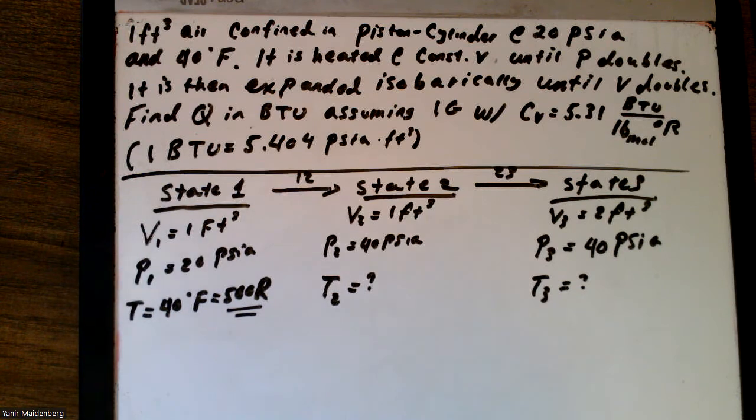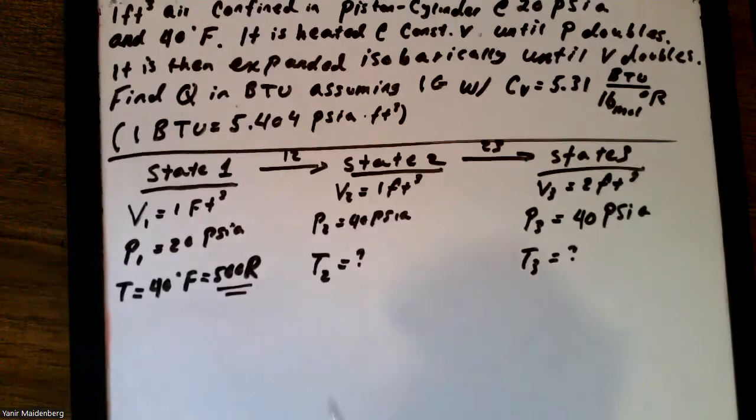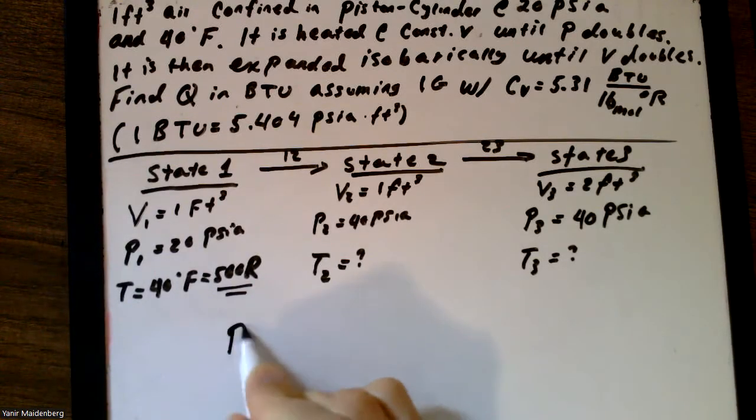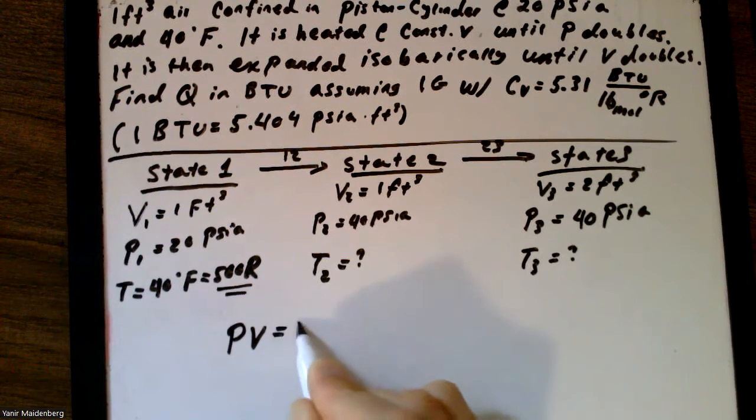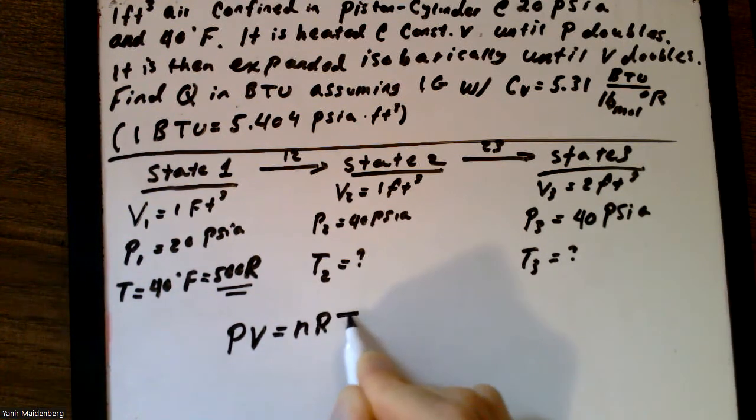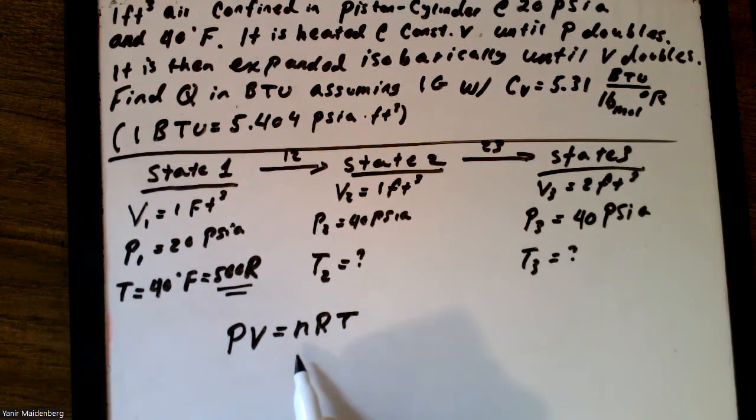Okay, we know it's an ideal gas. So what we could do is basically get the two temperatures that we're missing using the ideal gas law. So we'll do that first. Okay, so the ideal gas law is PV is equal to nRT, where n is number of moles, right?